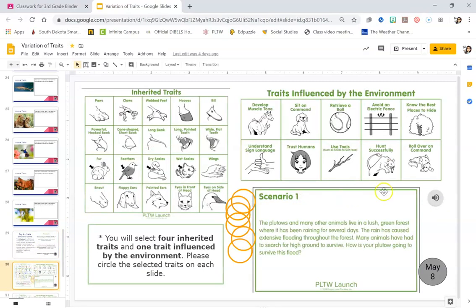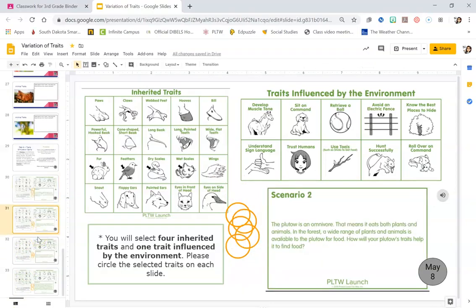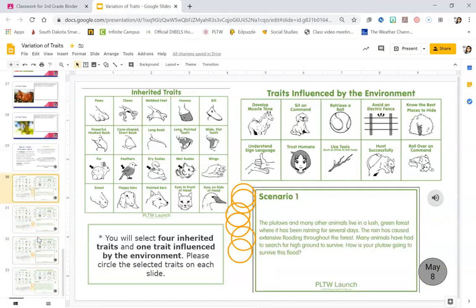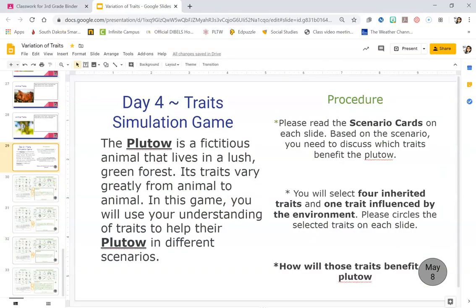Okay, so right here, if you click the microphone, the little speaker, I will read off this scenario for you, and you need to look and figure out what 4 inherited traits you want this animal to have, and then what 1 trait influenced by the environment to try to help it survive where it lives in this scenario. So then you'll just click, and you'll be able to drag these circles for the traits that you want to choose. Okay, so there are, I think, 4 or 5 scenarios here. 4. So 4 scenarios to do for science today, choosing those traits based on the scenario and where that animal is going to live.